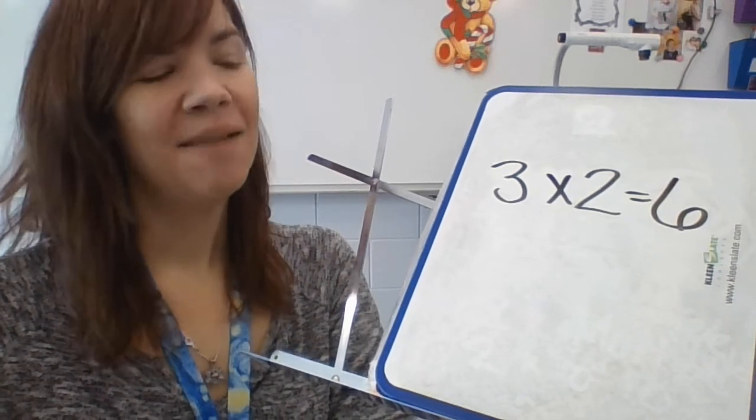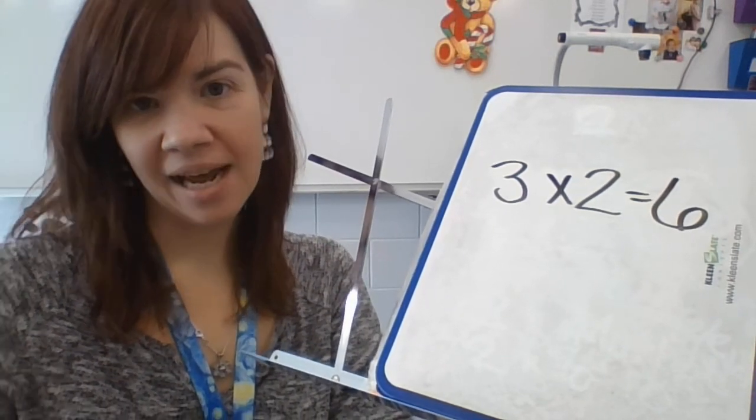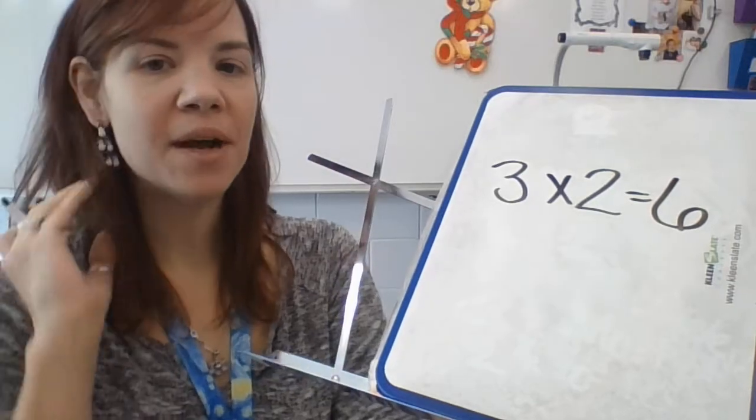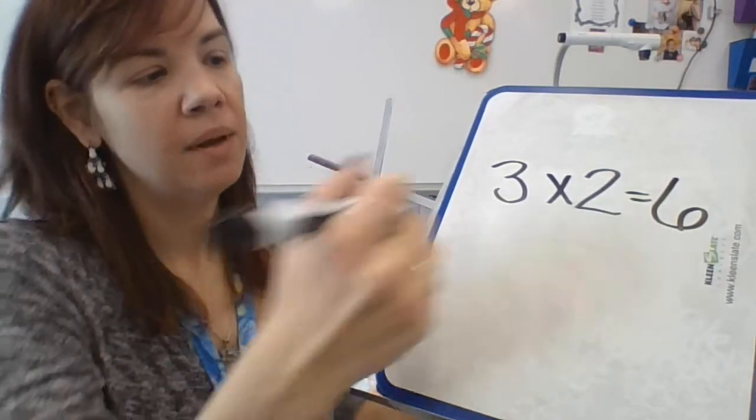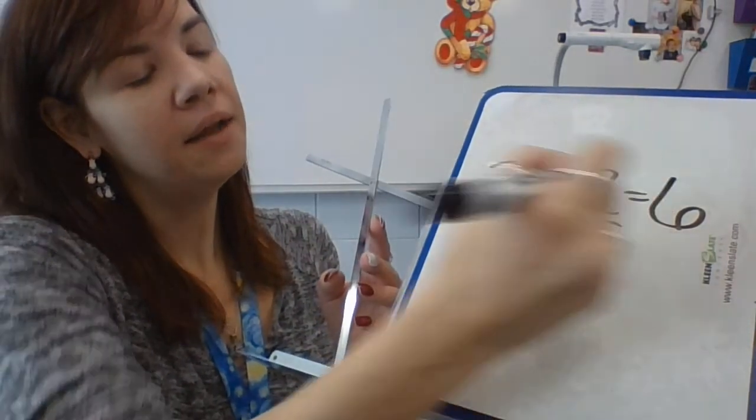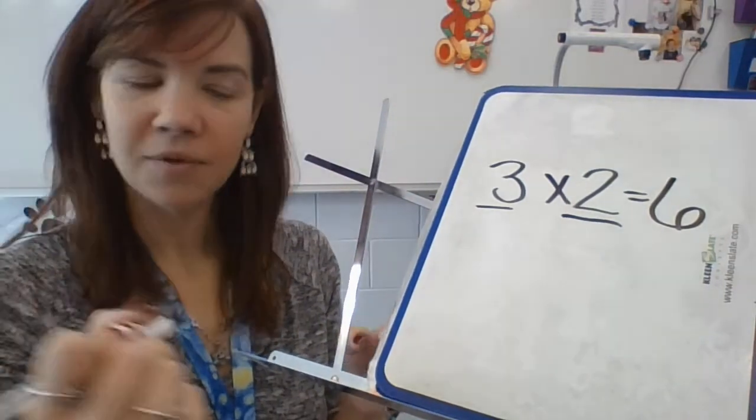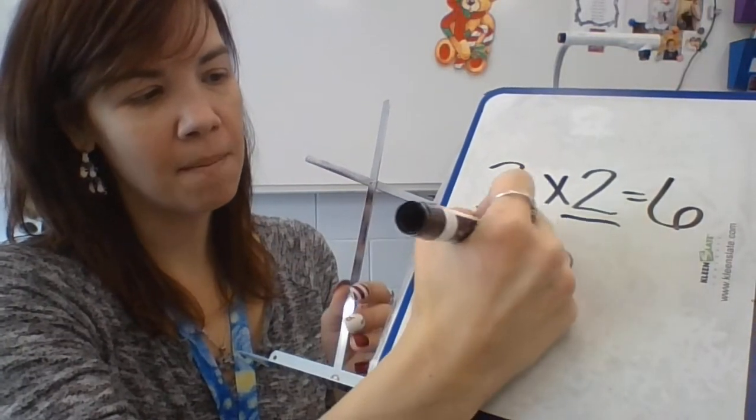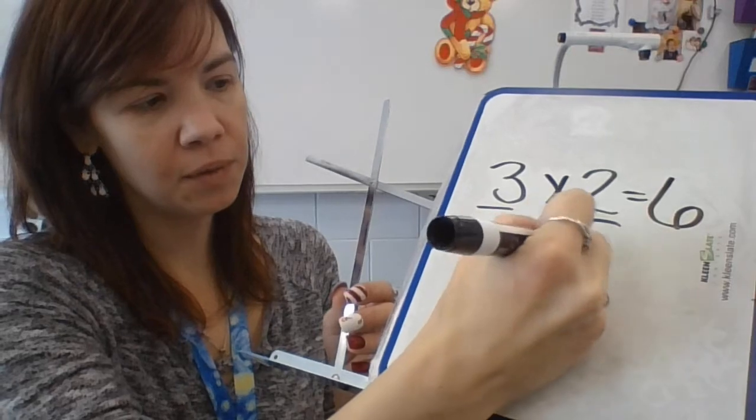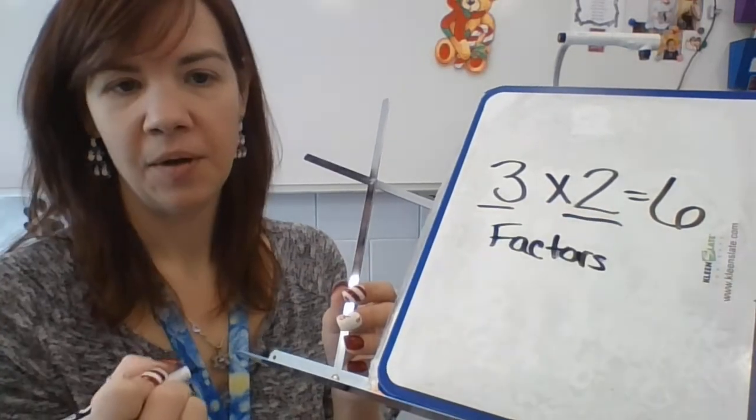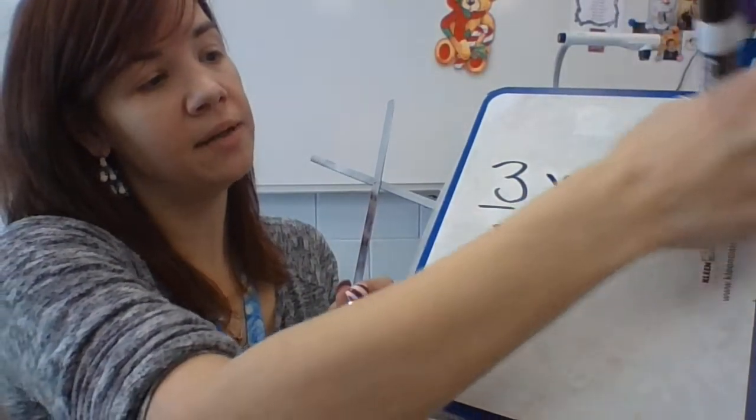Hey guys, I'm going to be throwing a new word at you today. Last week we talked about the word factors. And this sentence should look familiar. 3 and 2 are our factors. They are what multiply to give you the answer. Okay, well, the answer is what we're going to be talking about today.